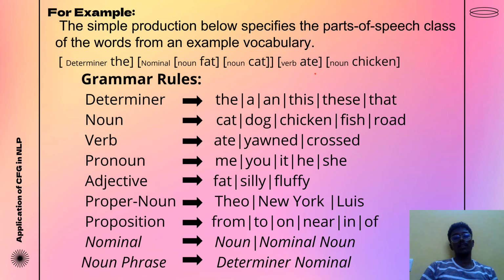Then yeah, so now this sentence makes sense, right? The fat cat ate chicken. Yeah, this is what an example CFG should be like.